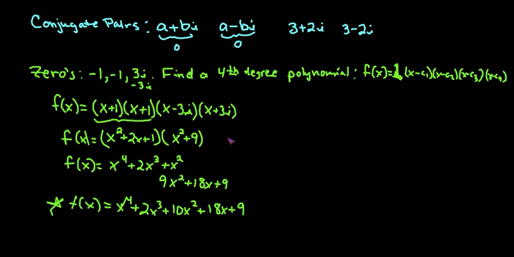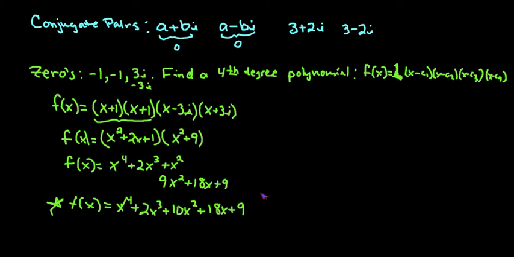Now as far as that a out front, that constant, they could have given us a little bit more information, and if the a was a 2, all of this would be doubled. If a was a 1/2, all of this would be times a half, and so on. For this one, we just made the assumption that it was 1, just because they told us to find a fourth degree polynomial, and they didn't give us really any more information to go on.